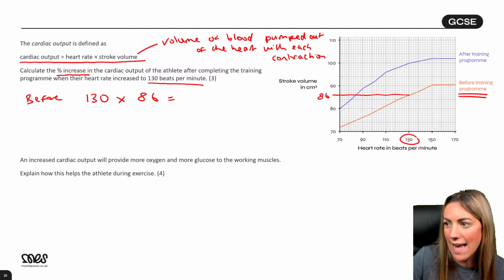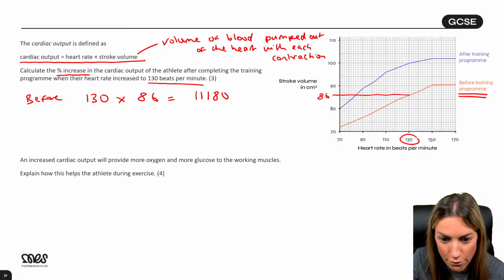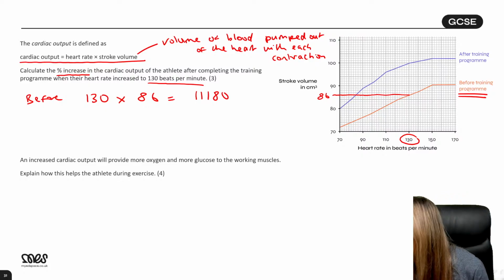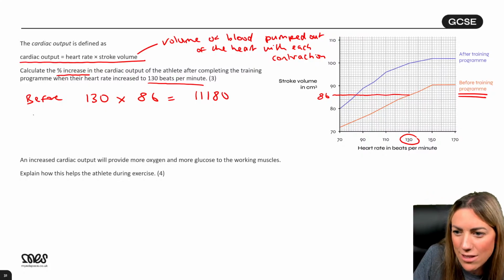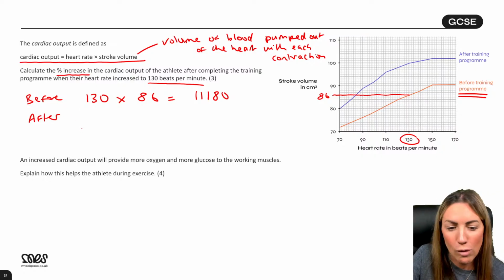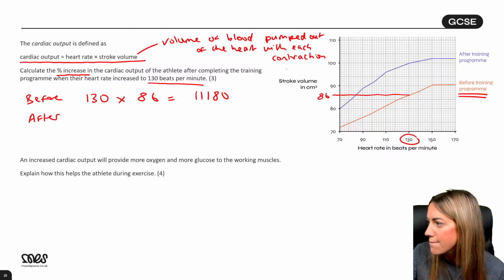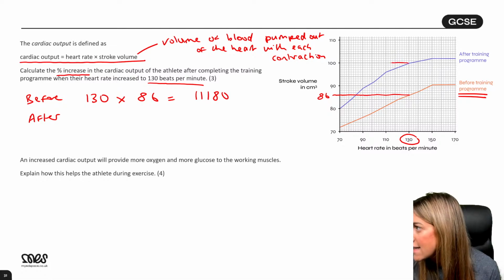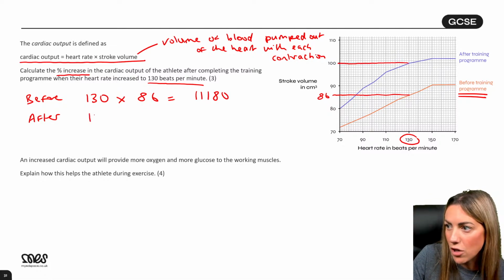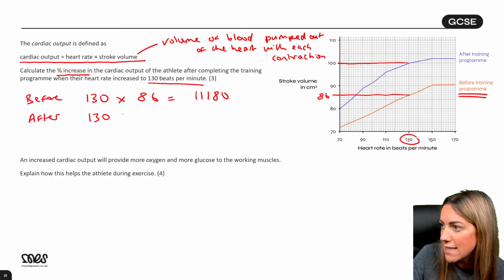So I can then get the cardiac output before the training program. Is that 87? No, it's 86. It's just that my lines on the graph are a little bit dodgy. If you have a look, it's 4 below 90, so it is actually 86. After is nice and easy to read off. So after, I've got 130 beats per minute and my stroke volume is 100.